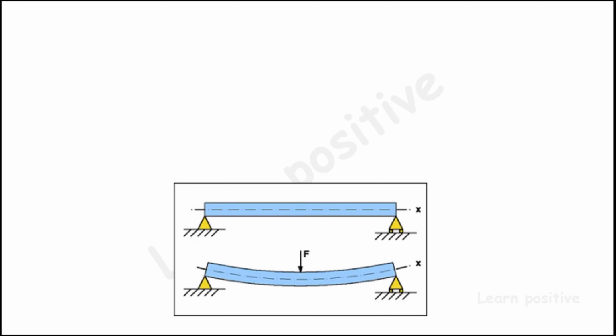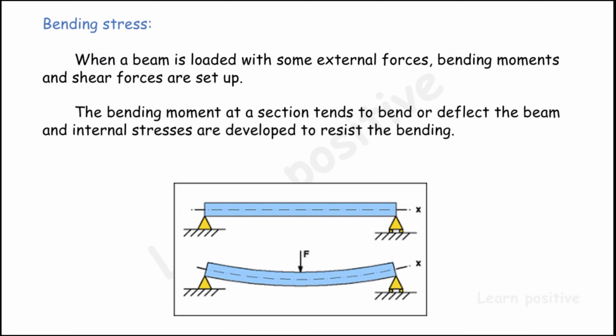And the next one is bending stress. When a bending load, that is an external force, is acting on a beam or a body, a bending moment occurs, and if we increase the force, it becomes a shearing moment. The bending moment of the section tends to bend or deflect the beam, and internal stress is developed to resist the bending. It is said to be the bending stress.